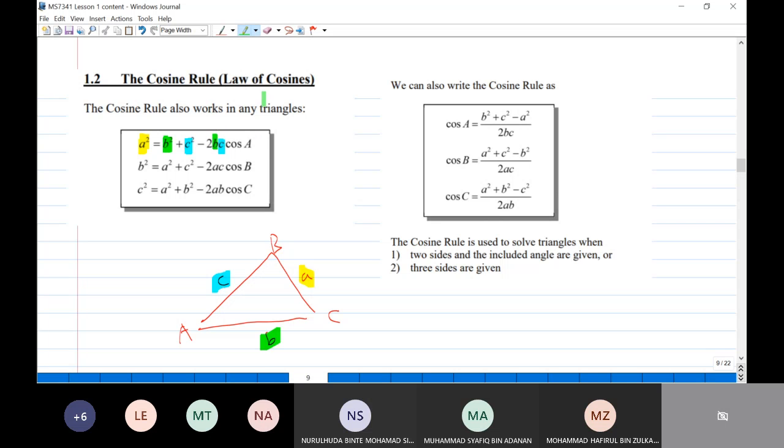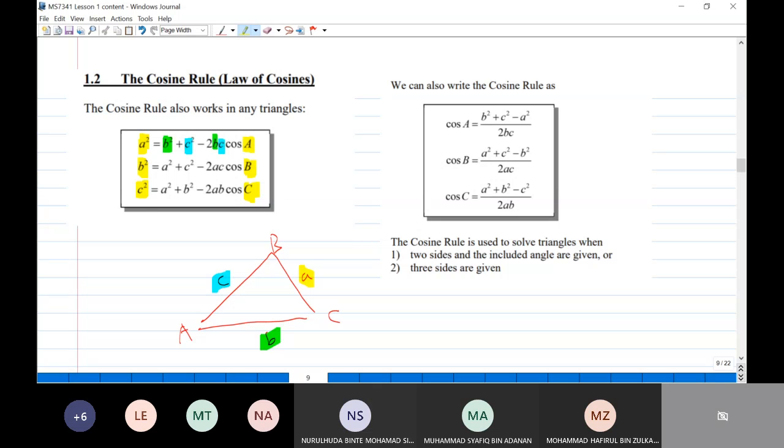2BC cosine A. A is the yellow one, the corresponding side. This is how you apply the law of cosine. If you switch the side, then the angle also switches correspondingly. For example, if you want to find B squared, then this one must be B now, and the rest is A and C only. If you want C squared, then this one must be C now. The rest are only A and B. So it's just arranging the formula to get this.